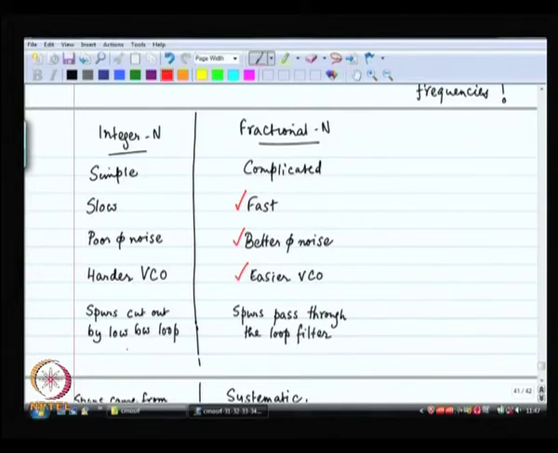And there is nothing that you can do in the integer n circuit to improve these. You can't do anything to improve these things, it is just not possible. You have to have the loop bandwidth 1/10 of the channel raster.